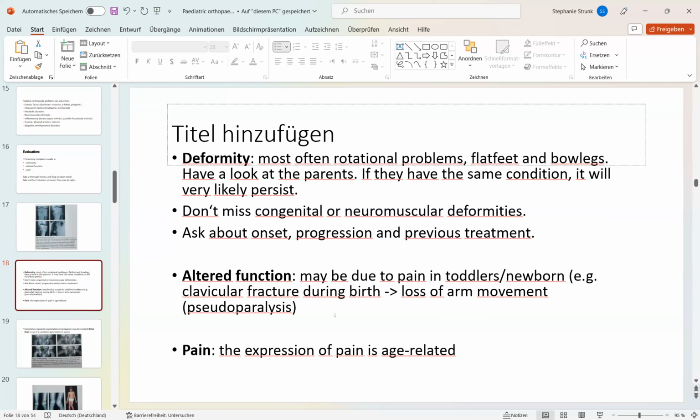It's called a pseudo-paralysis. So he will not know that he is in pain, because newborns are sometimes crying because they're hungry and sometimes crying because they have pain. And if this is, for example, a first-time mom, she probably won't be able to tell the two apart. And also, if the child is not moving, then probably it's not hurting. Babies are not stupid: if I don't move my arm, it's not hurting. So the mom will come with loss of arm movement.